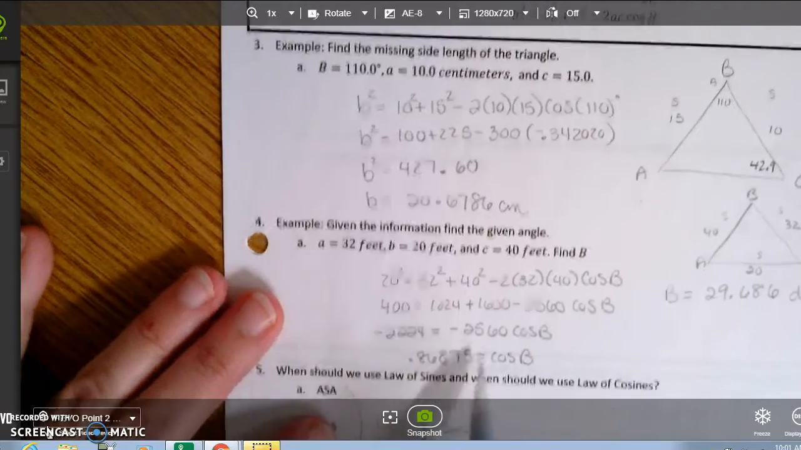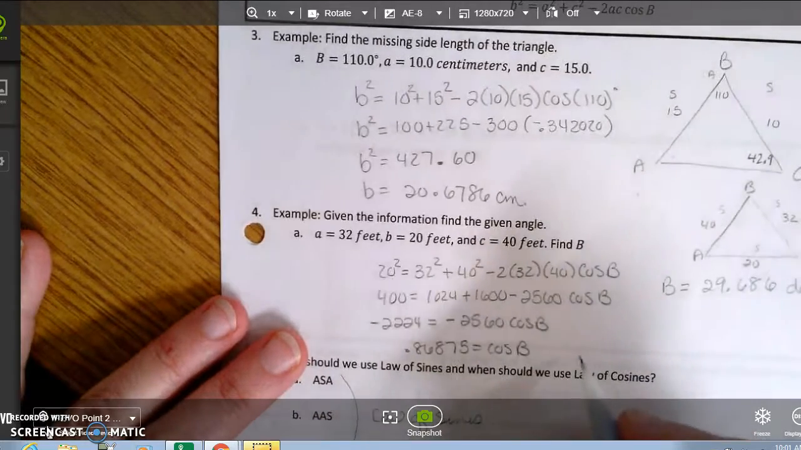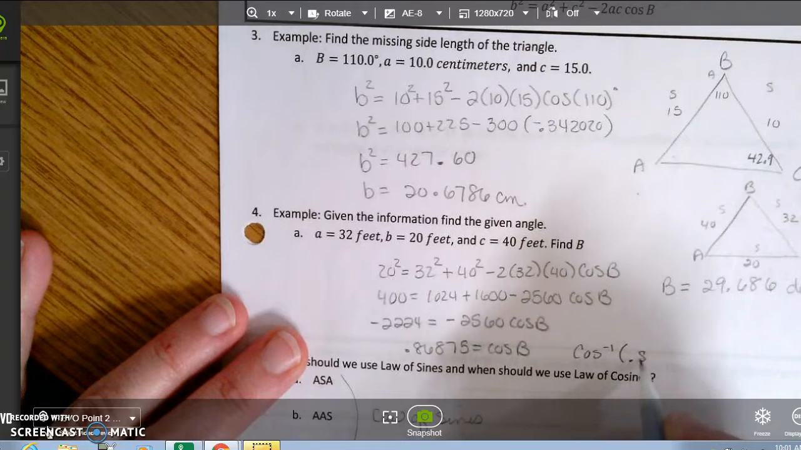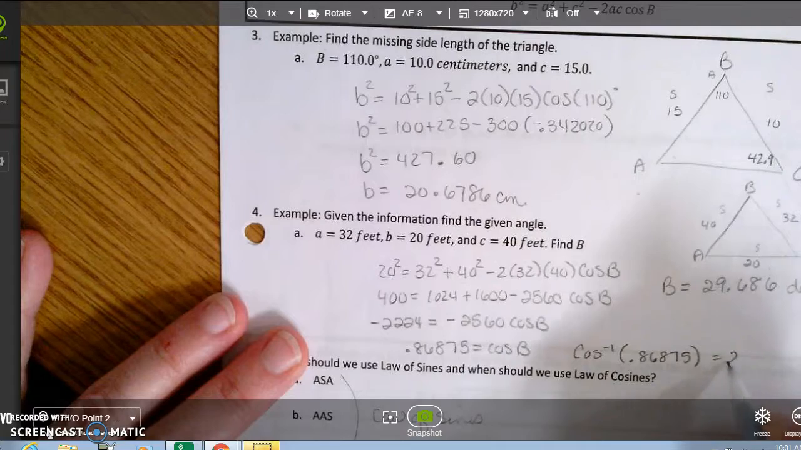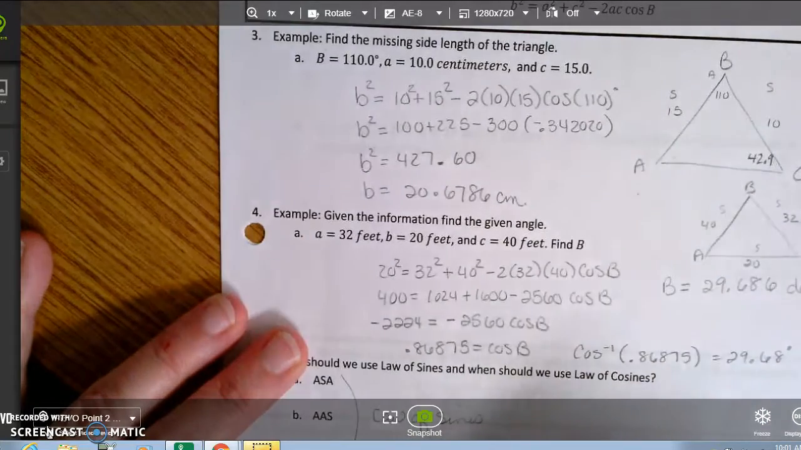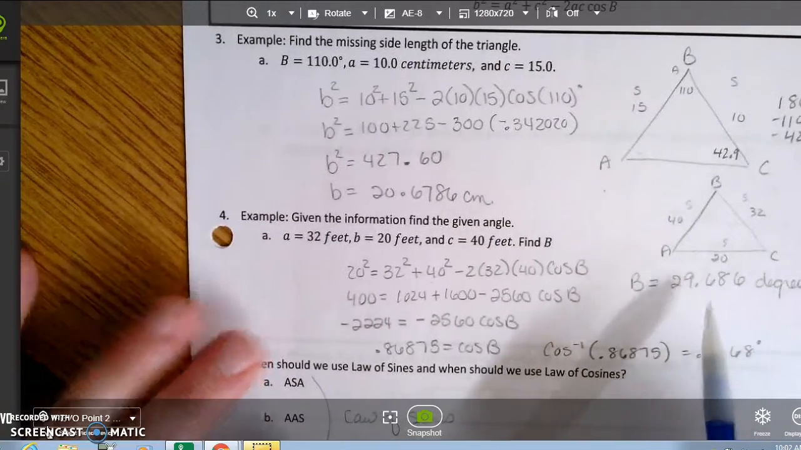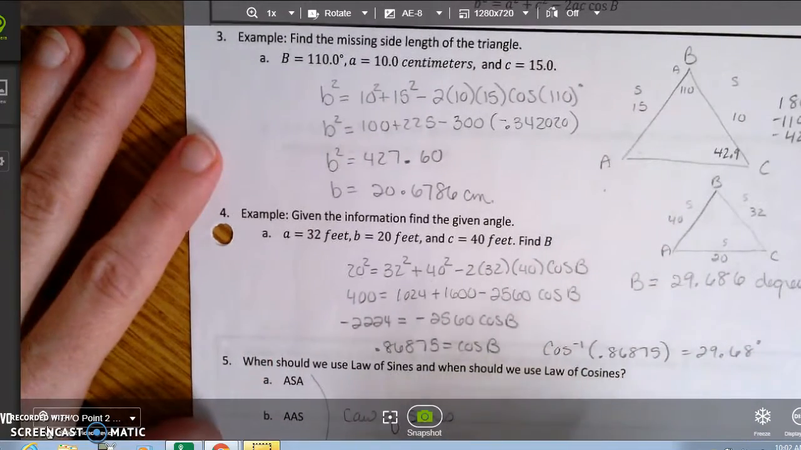I do my math, and just like before, this last step ends up being cosine inverse of 0.86875, which comes out to be 29.68 degrees. And that's how you come up with this angle B. And then again, you could find other angles using the same process.